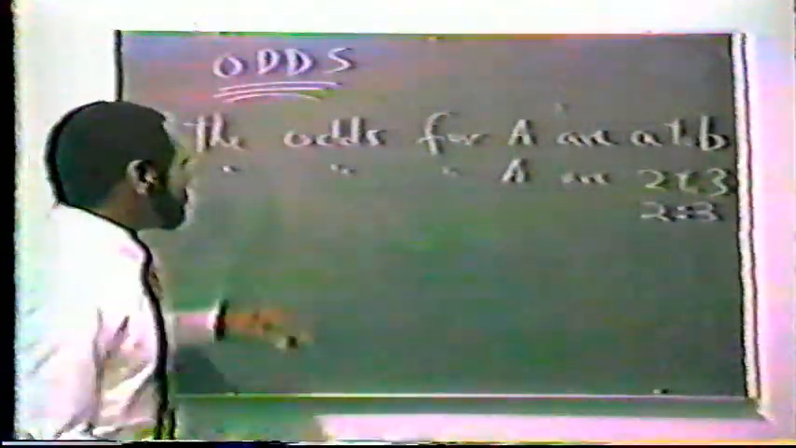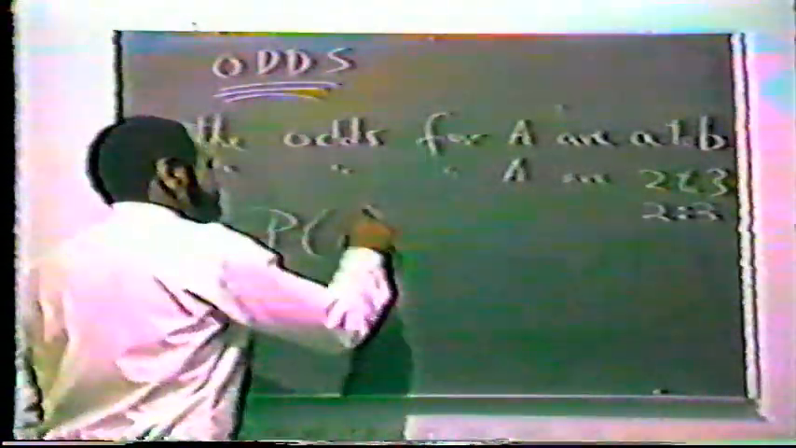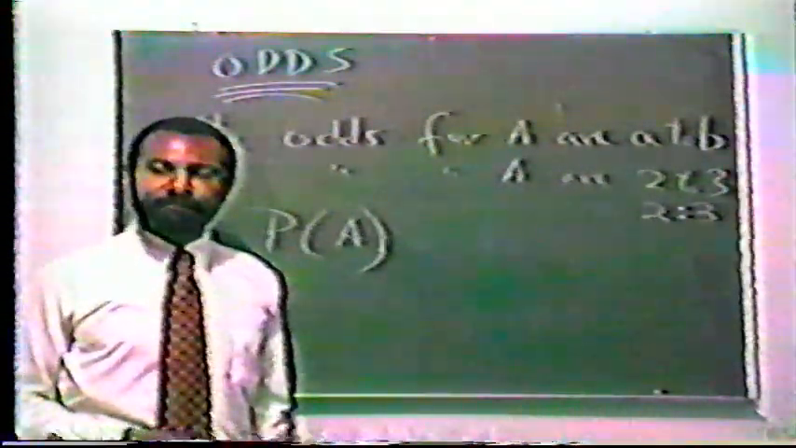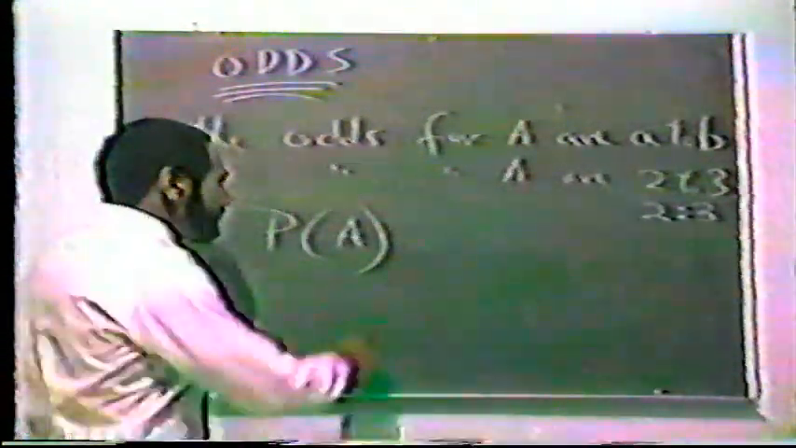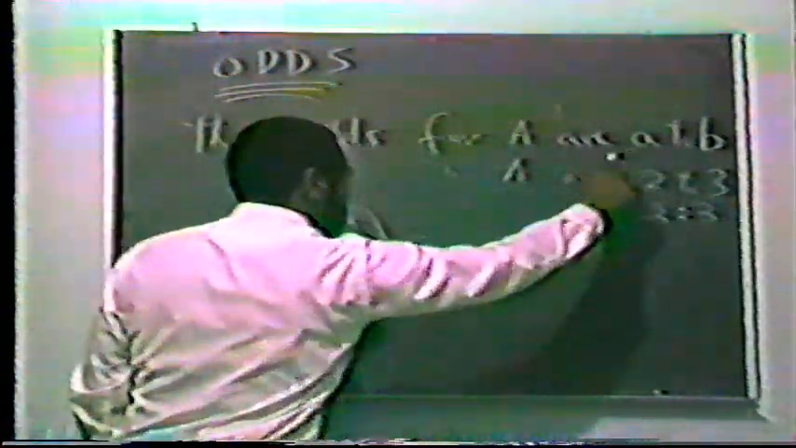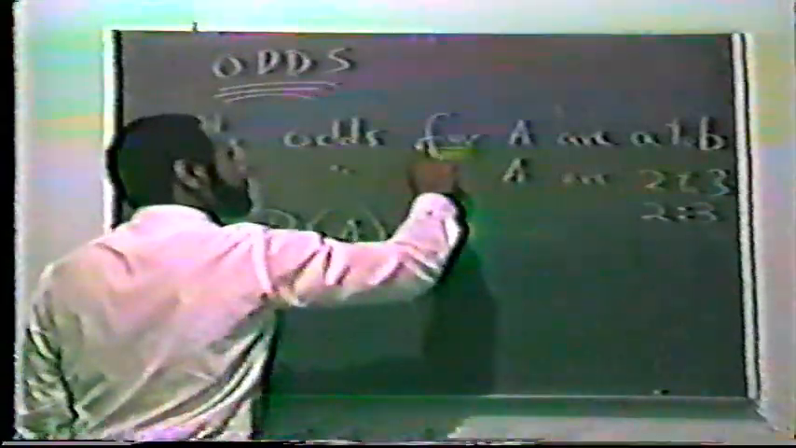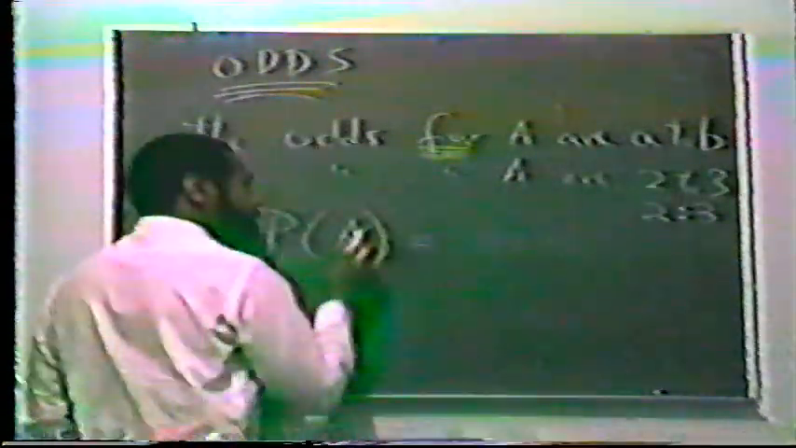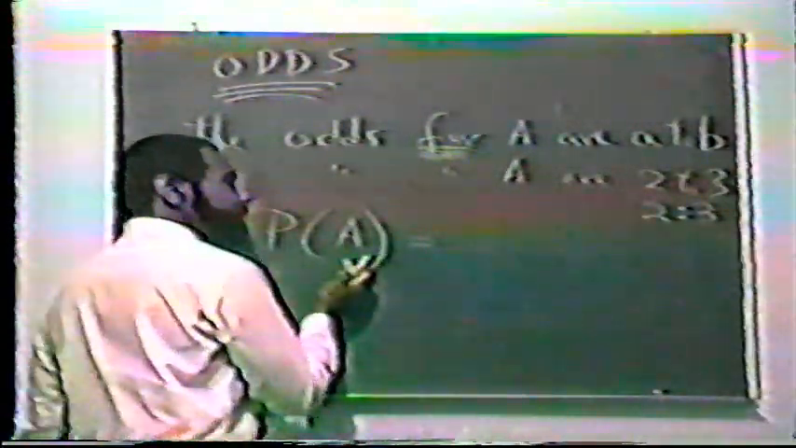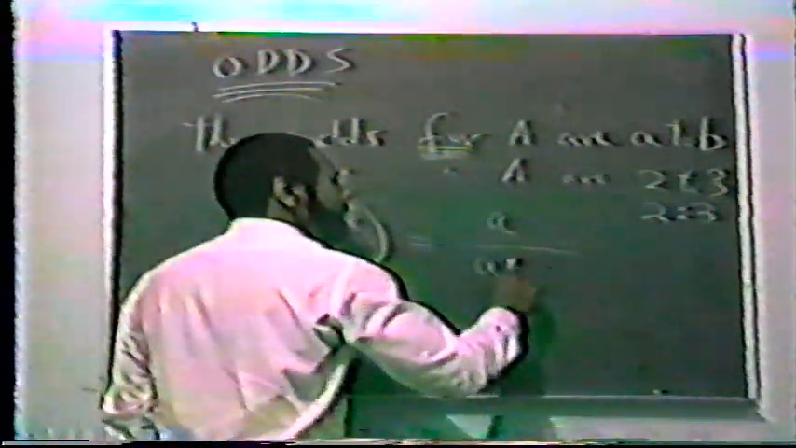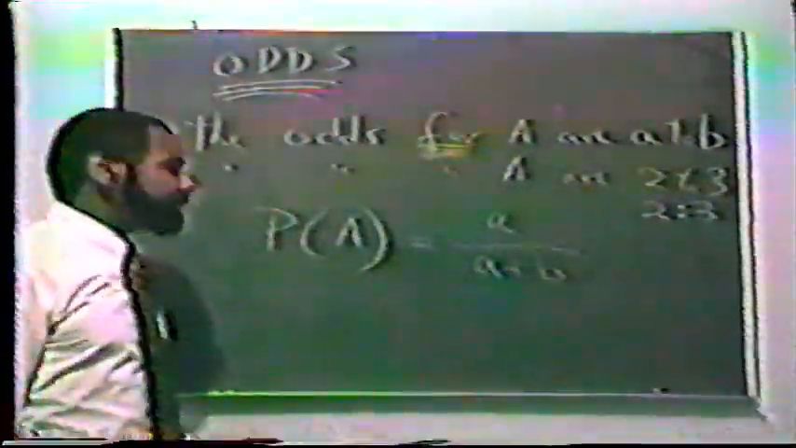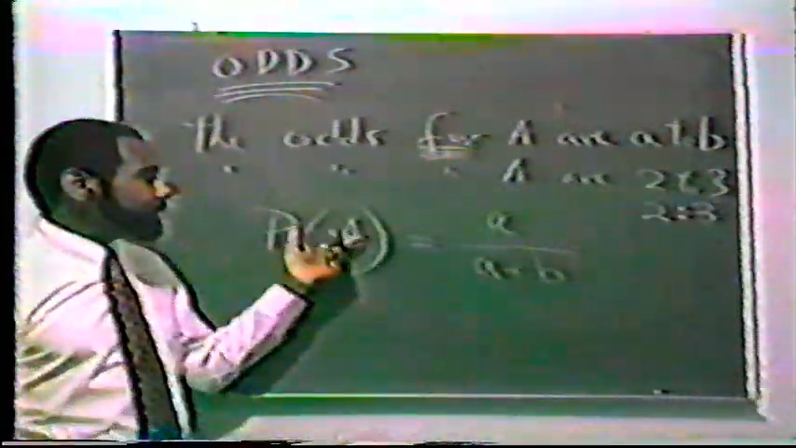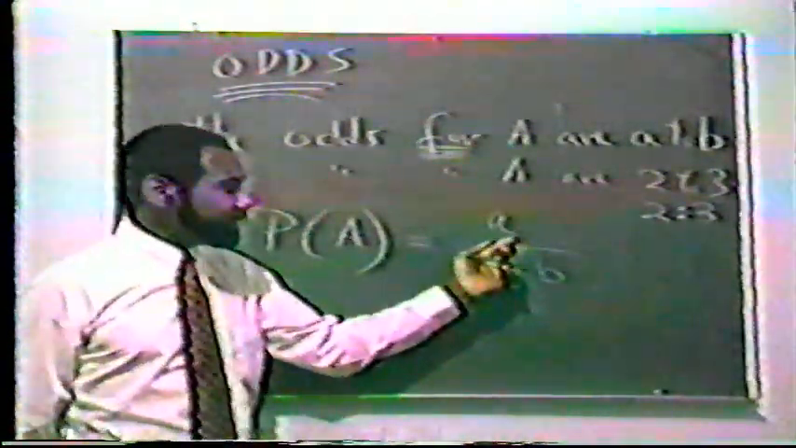Now, what we're interested in doing is finding the probability of A. If we know the odds for A, how do you find the probability of A? If you know the odds for A, and "for" is the key word there, if the odds for A are A to B, then the probability of A happening would be A over A plus B. Once again, if the odds for A are A to B, then the probability of A is A divided by A plus B.